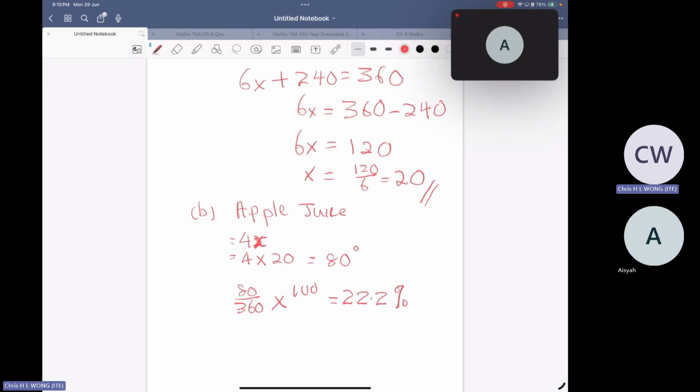22.2%. That's why I put the answer there for you already. Can you see the answer there? I put it down quite faintly so that when you calculate, you can use it as a check. 22.2, right? Maybe you do the last one for me.